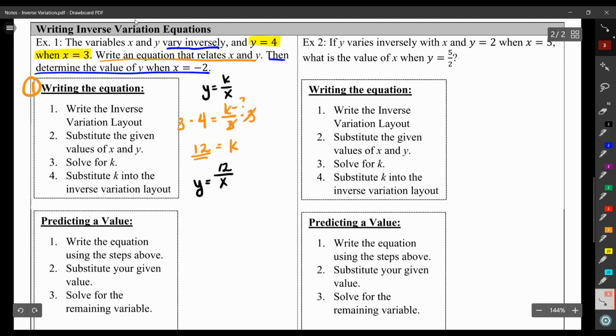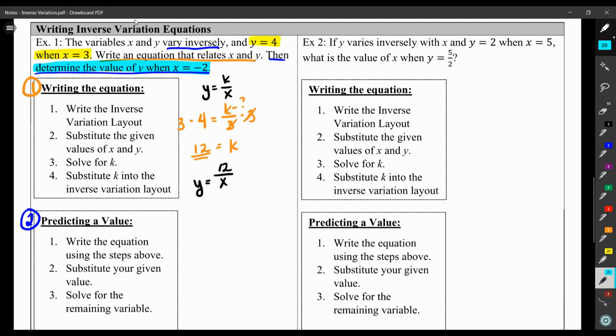So what you've done is you've taken a very specific example and we were able to create a general equation. This equation will work for this pattern for any value of x and y, which is where the second part comes in. Part number 2 asked you to determine the value of y when x is equal to -2.